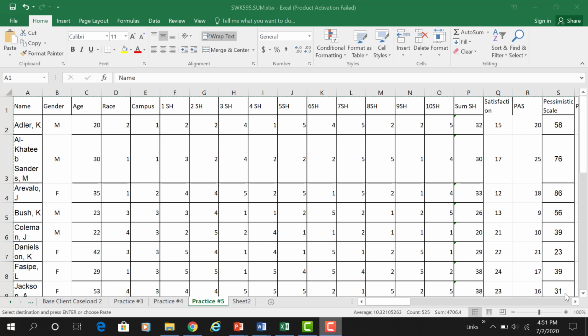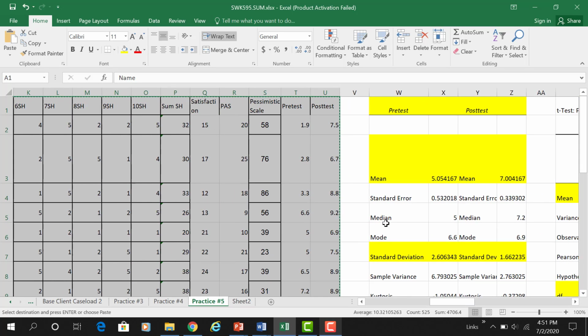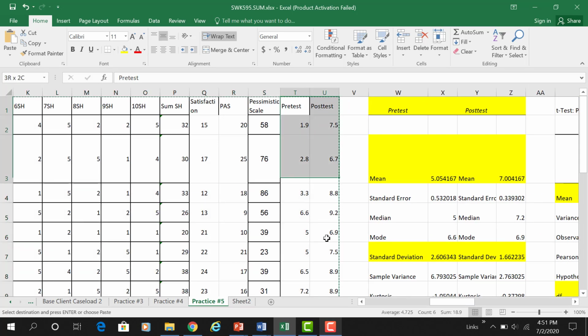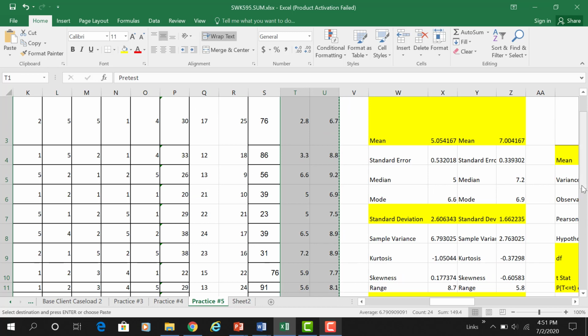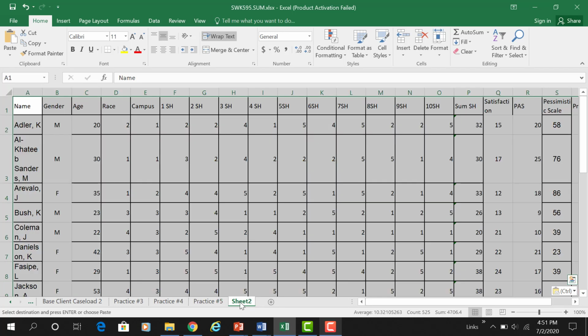Remember, with the paired sample, you're basically testing the same group of people at two different points in time. So we're doing it at pre-test and then again at post-test. The first thing was to copy your data for the pre-test and the post-test, and I've already done that here. I've already run the test, but I'm going to do it again so you can actually see it.